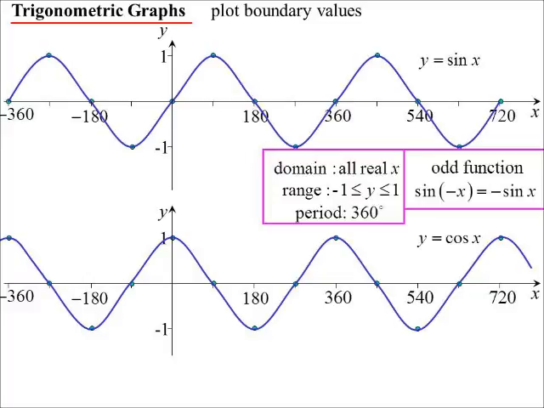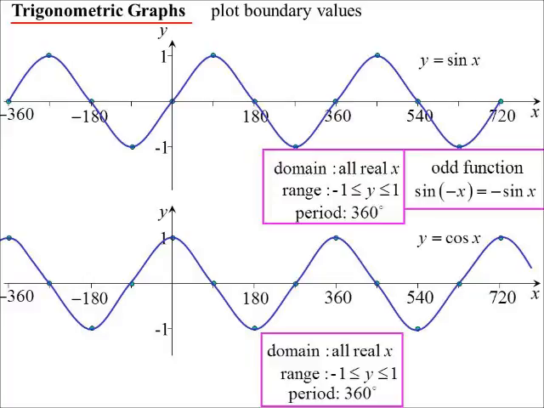Let's look at the important features we can get from our graph. Because they are the same graph, we should see the same things happening. The domain is all real x. The range is between -1 and 1. The period is 360. However, look at the picture. It is not an odd function. However, it is an even function now, because if you look at the y-axis, you've got symmetry there. You could fold that on top of itself. So even function, which means cosine negative x will equal the cosine of x.